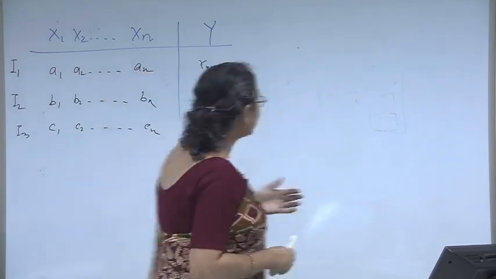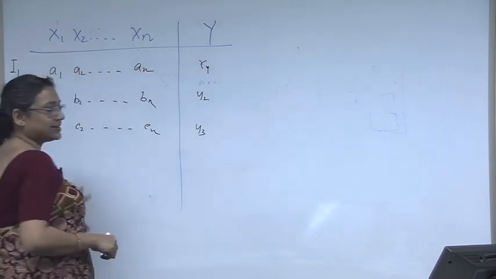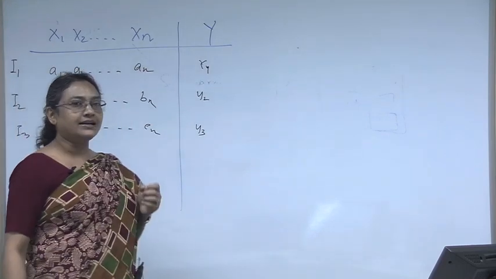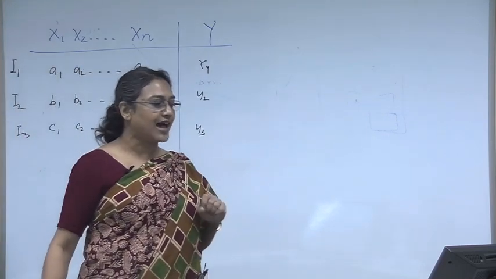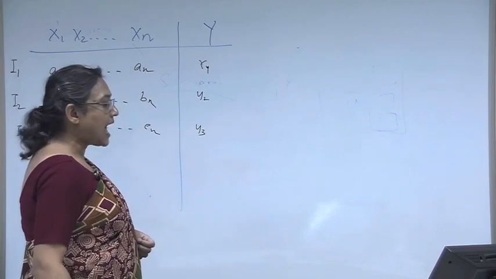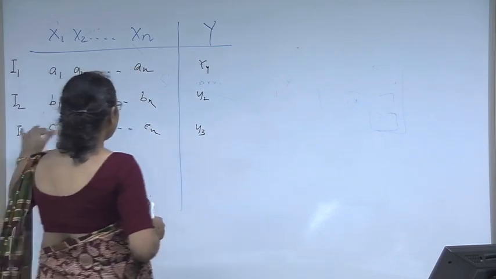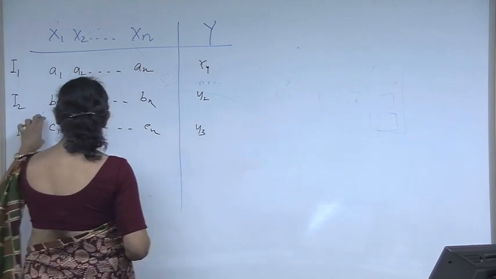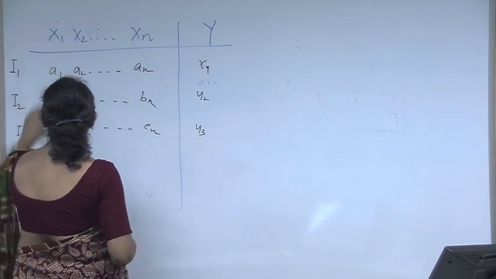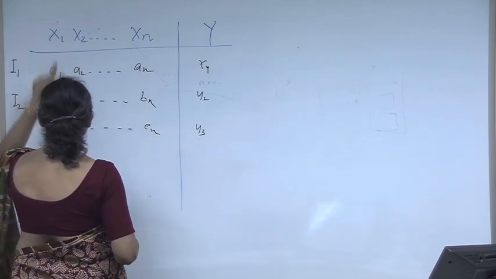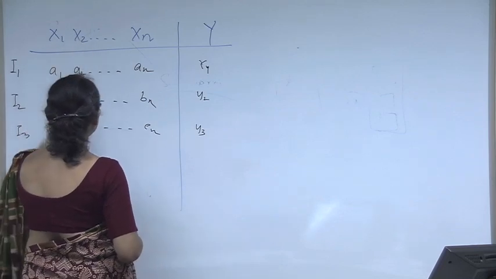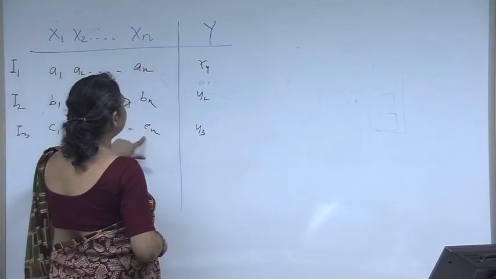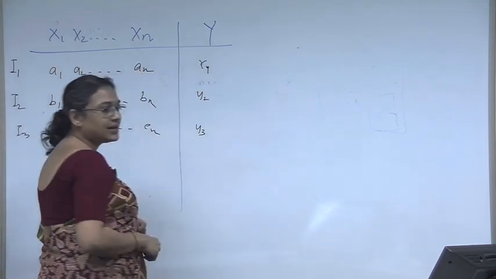And you have a set of training examples. In each training example, the values for the input features and the target feature are given. Each row is one example, and for instance 3, the value for x1 is c1, the value for x2 is c2, the value for xn is cn, and the value for y is y3.